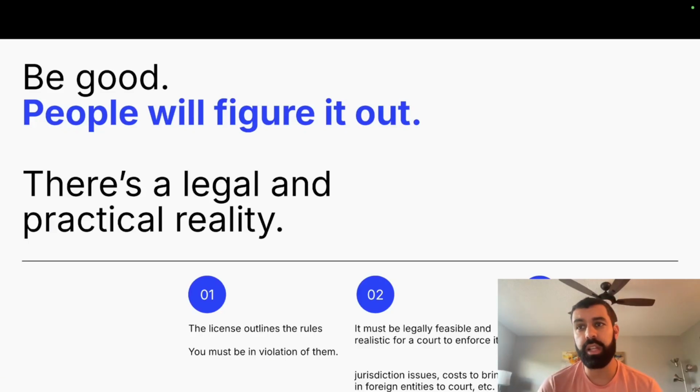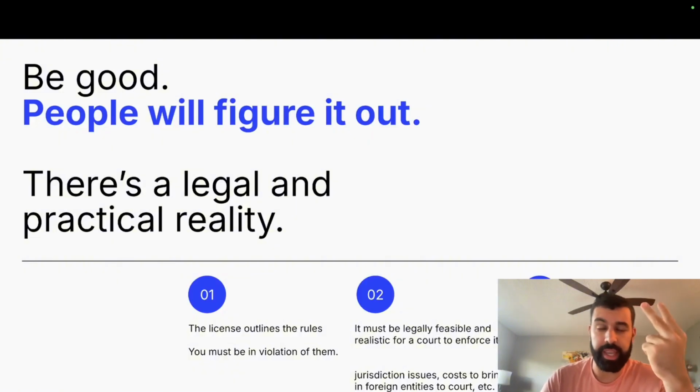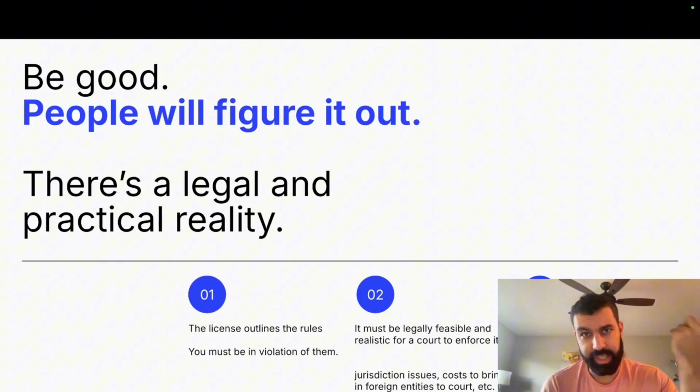It depends a little bit on what the license says, obviously. But generally speaking, my advice is to be good, because people will figure it out depending on how big it is. In order for you to actually get sued, what's happening is something like this. One, like we said earlier, the license outlined the rules. Two, you must be in violation of the license that you, like I said earlier, implicitly agreed to. You didn't sign a contract. You just took the code, you started using it. You have implicitly agreed to that license. So you must be actually violating the rules of the license that you already agreed to.